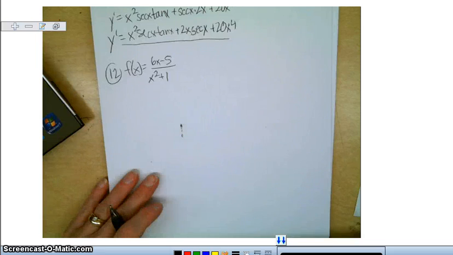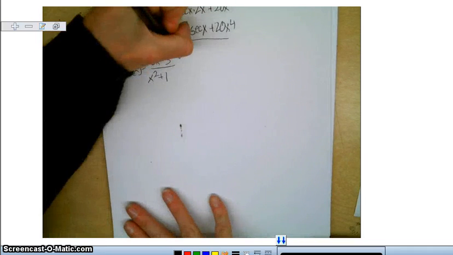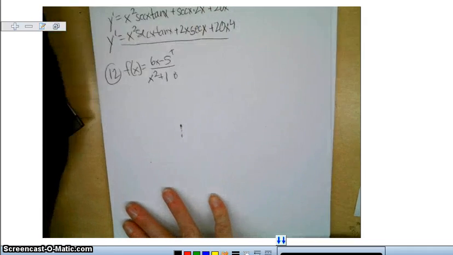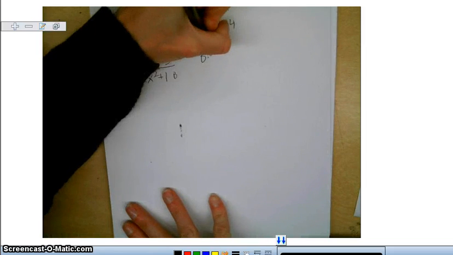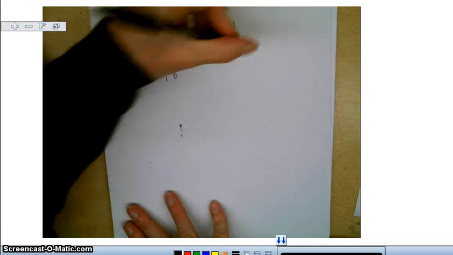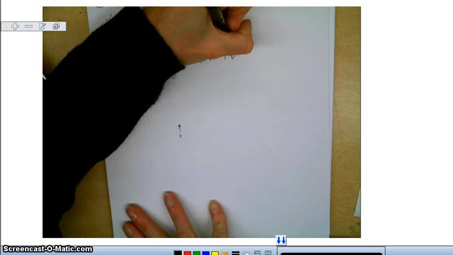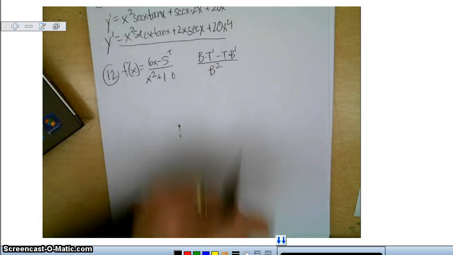And what you can do for this one is use the quotient rule. This is the top and this is the bottom. The quotient rule here says bottom times the derivative of the top minus the top times the derivative of the bottom, all over the bottom squared.